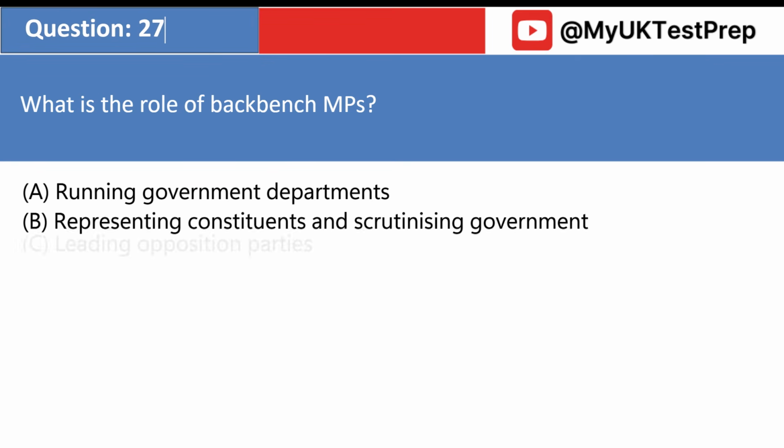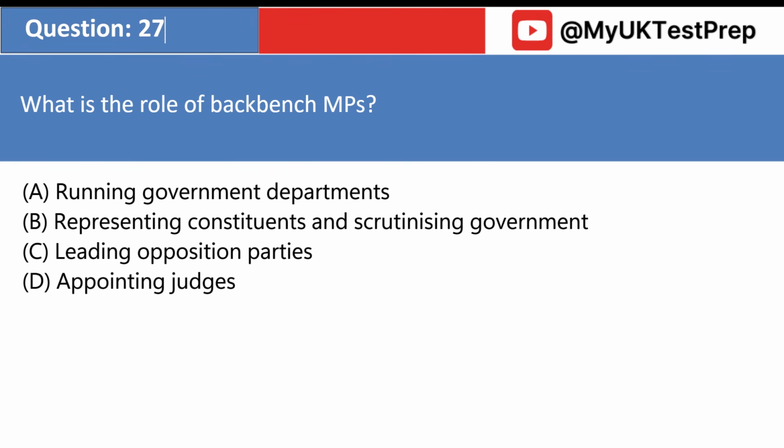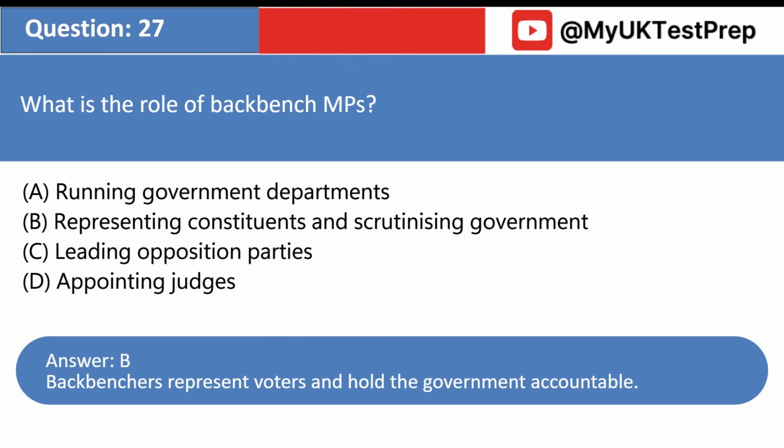What is the role of backbench MPs? A. Running government departments. B. Representing constituents and scrutinising government. C. Leading opposition parties. D. Appointing judges. Answer: B. Backbenchers represent voters and hold the government accountable.